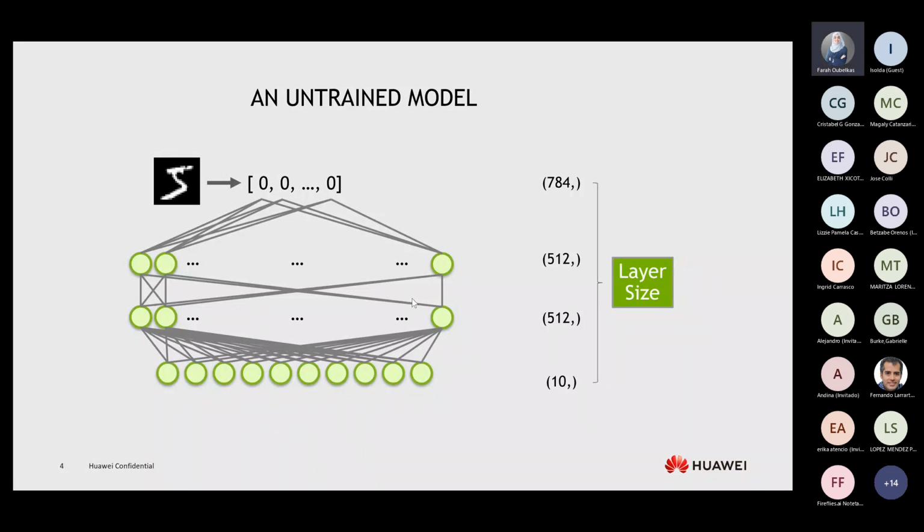So how many layers do we have in this network? Four. Exactly. So we have a network of four layers.